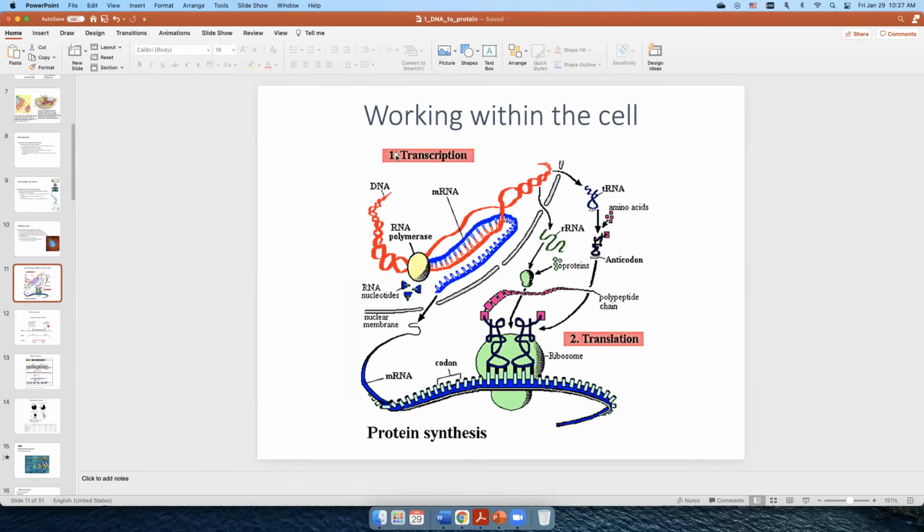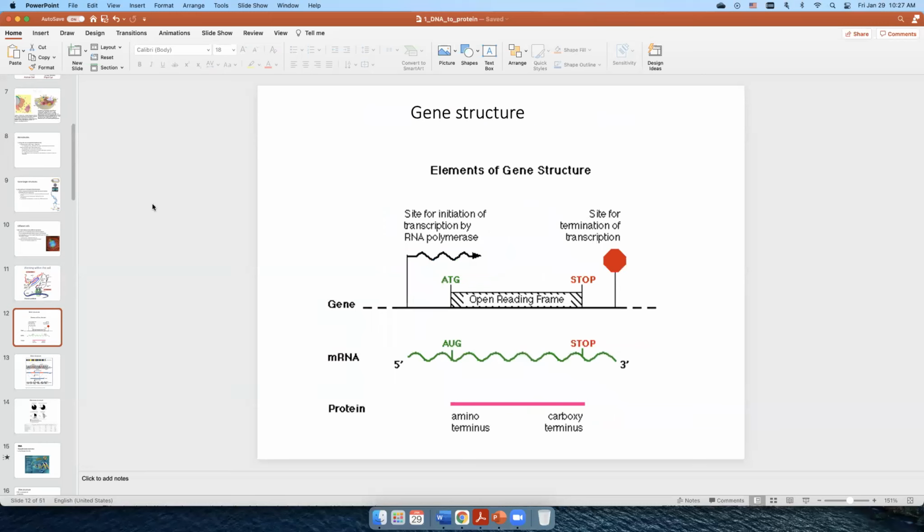So working with the cell, how is protein produced from the cell? There's a process, but let's talk about it later in detail. Before that, let's first learn what is gene structure. So for example, this is a gene structure or DNA structure. The elements of gene structure are shown here. So this is a gene or DNA.